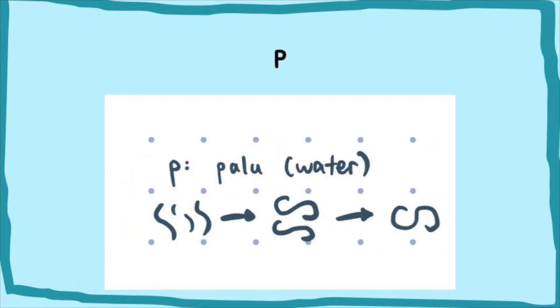Pa. This letter comes from the word palu, meaning water. It evolved from the abstract representation of a flow of water. The letter is written from left to right in one stroke. Its name is pa.